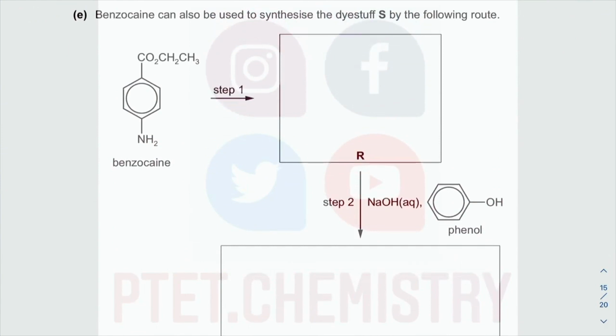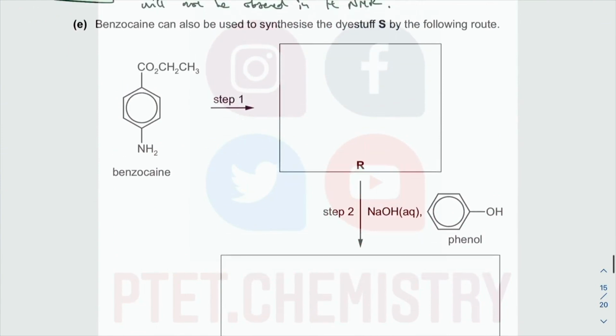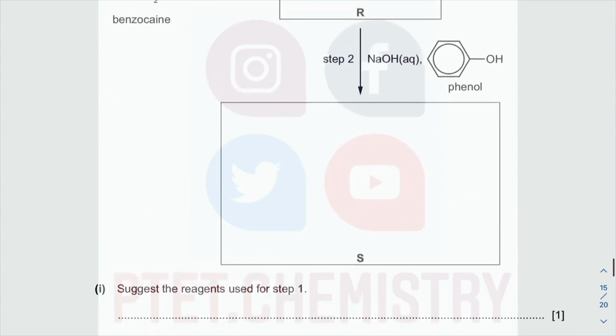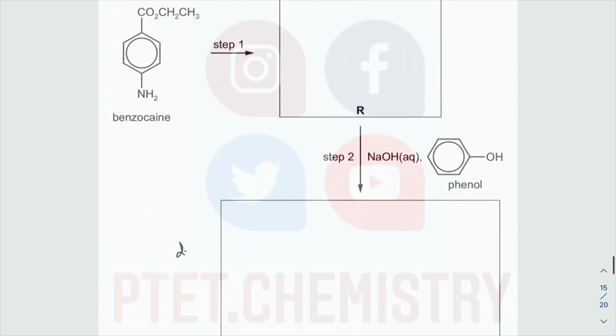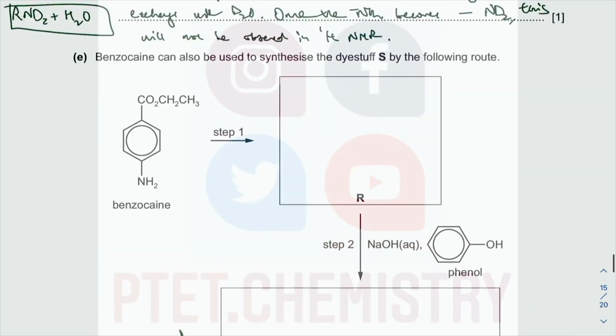So benzocaine can also be used to synthesize the dyestuff S. So you want to form a dye. We have to think about azo. And to form azo, we need diazonium. So the diazonium will react with alkaline phenol, so that to make that deprotonated and a much better nucleophile, you would need to convert that into a diazonium.